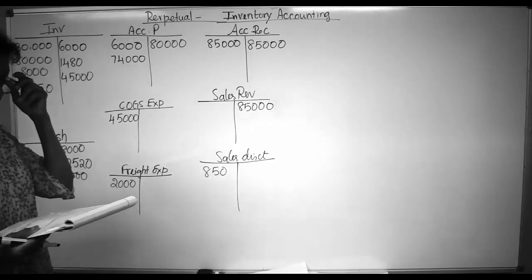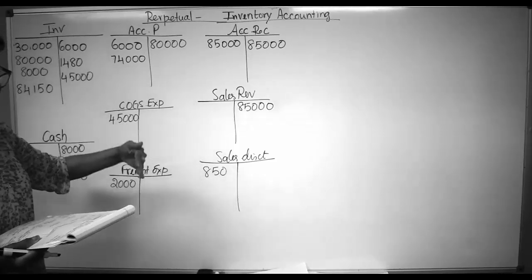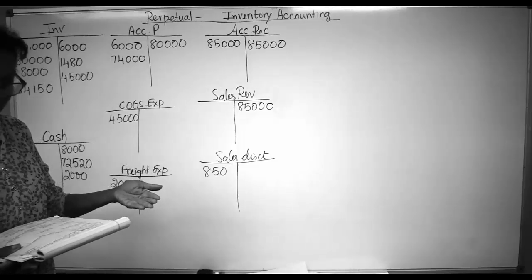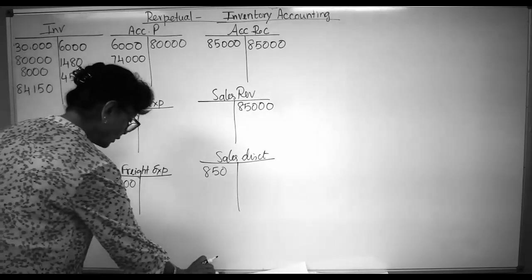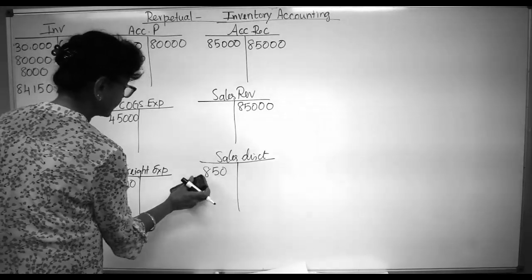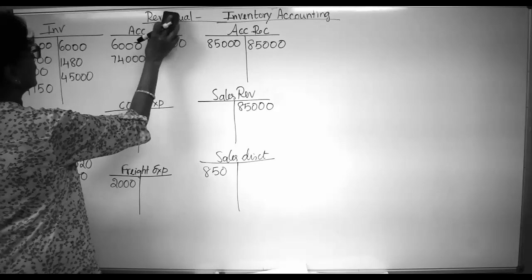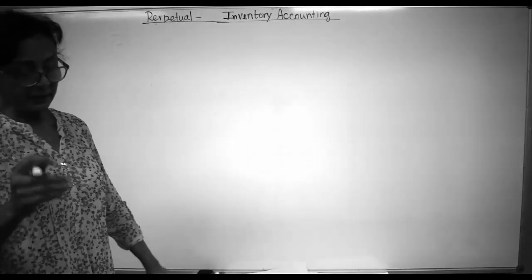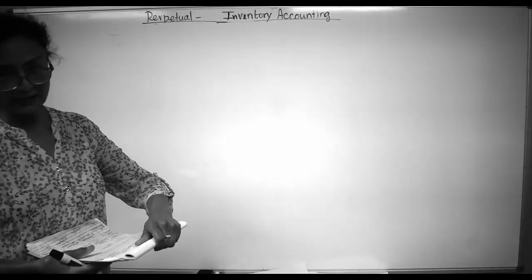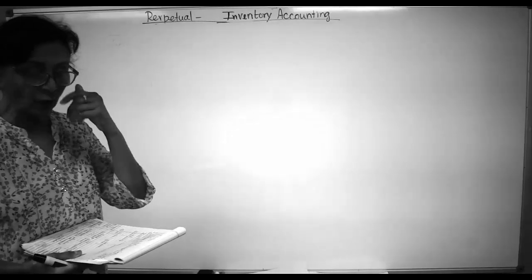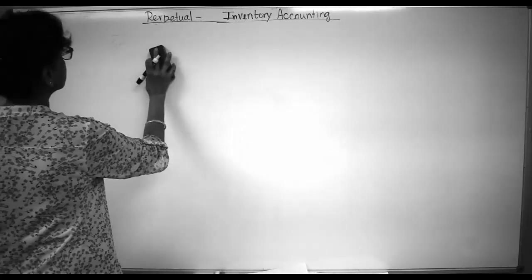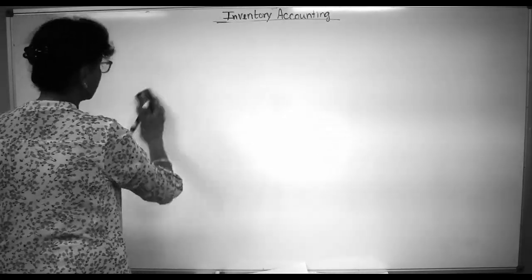Now we are going to use the same set of transactions to illustrate the periodic system. So now I'm going to erase all these T accounts. Okay, remember, in the periodic system and the perpetual system, only the transactions affecting the inventory will be different. Okay, so here this is the periodic.